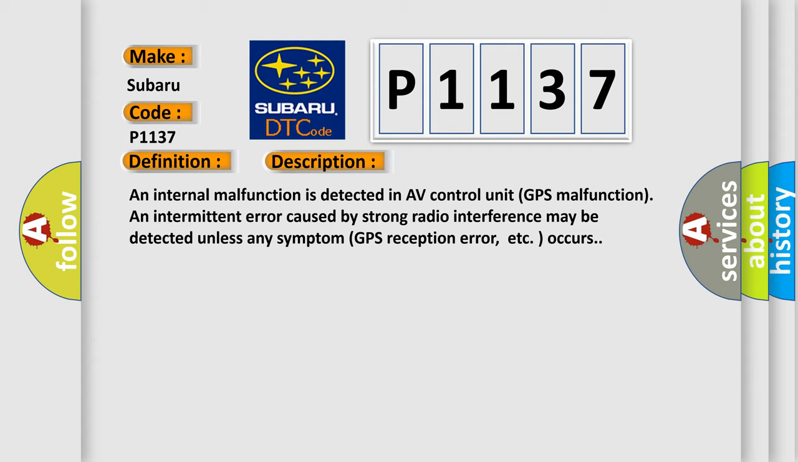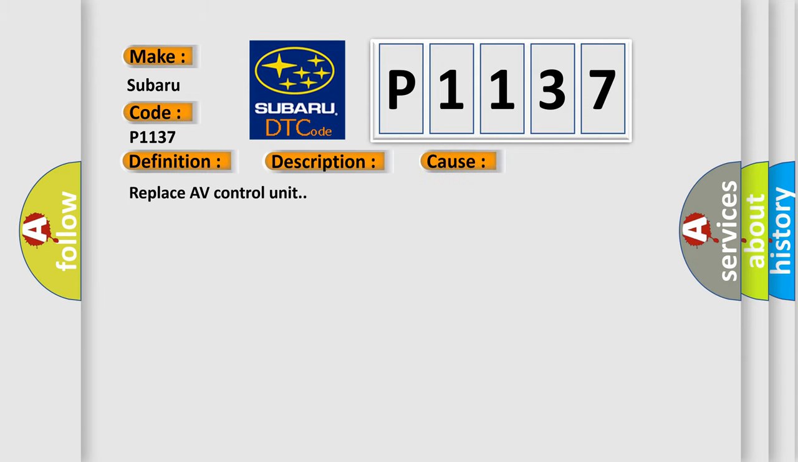An internal malfunction is detected in the AV control unit. GPS malfunction and intermittent error caused by strong radio interference may be detected unless any symptom, GPS reception error, etc. occurs. This diagnostic error occurs most often in these cases: replace AV control unit.